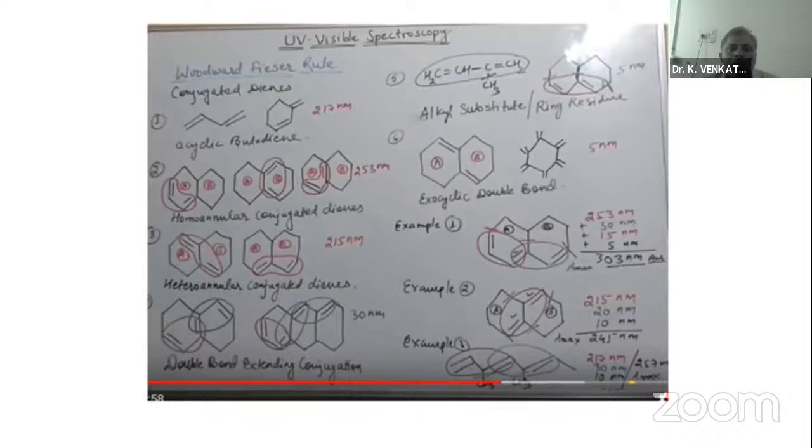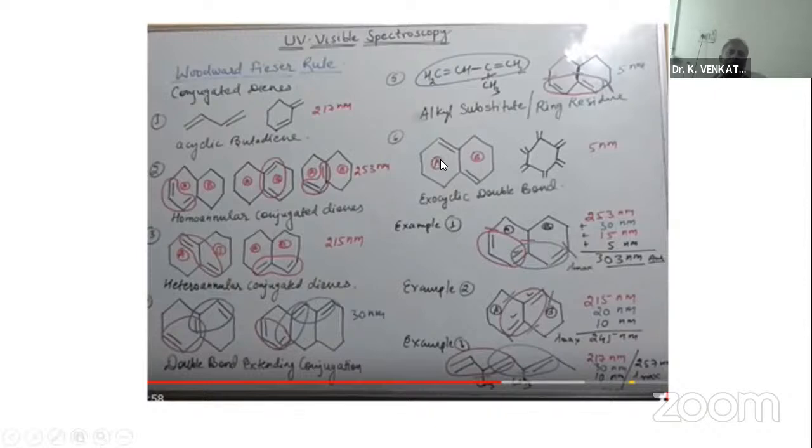Here we can see the exocyclic double bonds. This value we can also consider. What is the value? 5 nanometers. An exocyclic double bond is present in this organic compound. What is an exocyclic double bond? This is the ring, with 6 carbons. If any double bond is present outside the ring, that is called an exocyclic double bond.